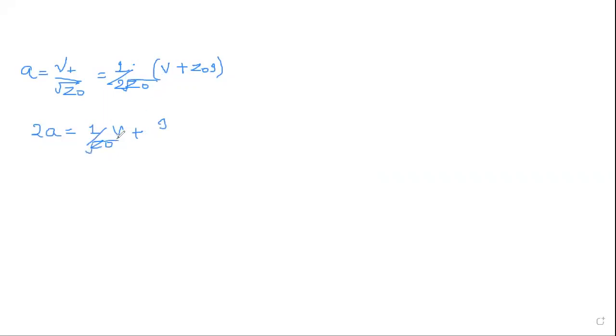This is square root of Z naught. Multiply this inside. So you'll have Z naught divided by square root of Z naught, which will be I into square root of Z naught. Now to the b equation, you know it is V minus by square root of Z naught. So you can write the equation as V minus is 1 by 2 and you have the square root of Z naught. This is V minus Z naught into I.